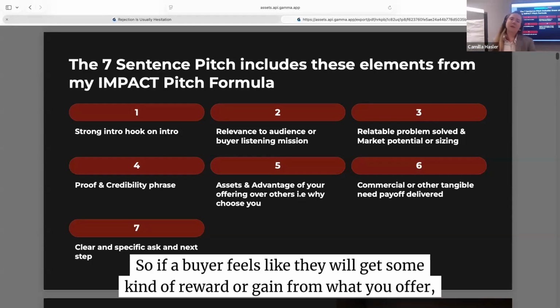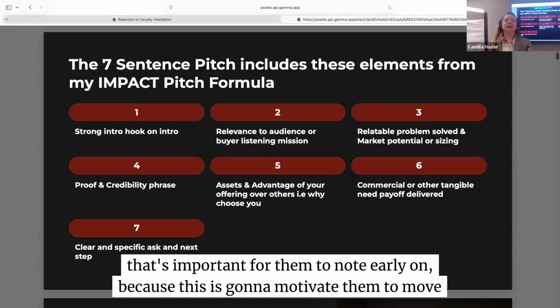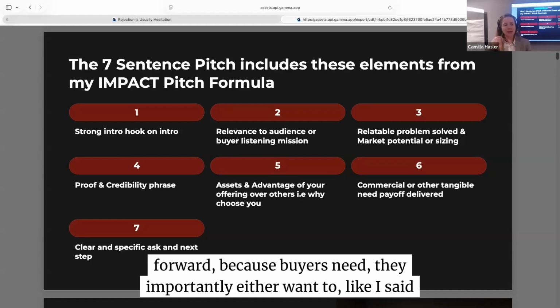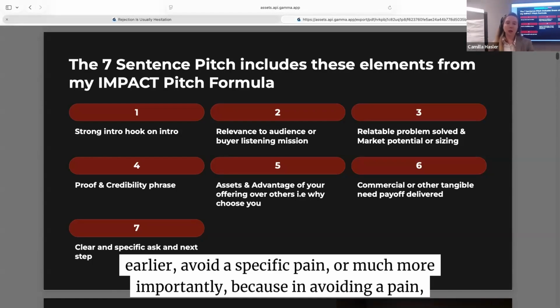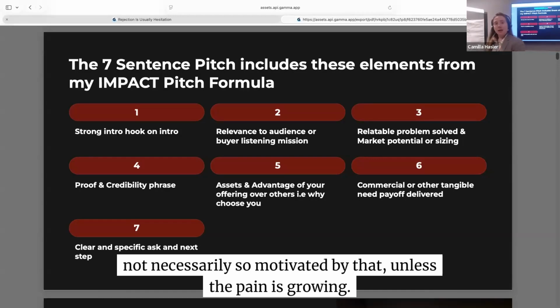If a buyer feels like they will get some kind of reward or gain from what you offer, that's important for them to note early on, because this is going to motivate them to move forward. Because buyers, like I said earlier, either want to avoid a specific pain, or much more importantly, because in avoiding a pain, they're not necessarily so motivated by that unless the pain is growing.